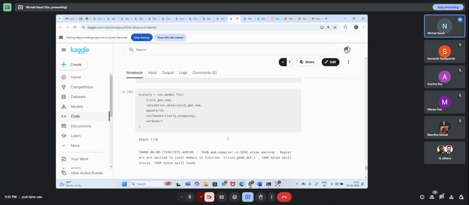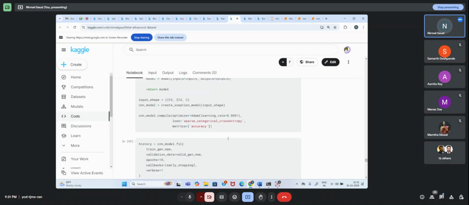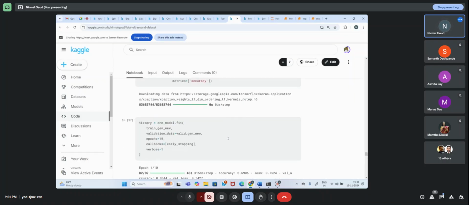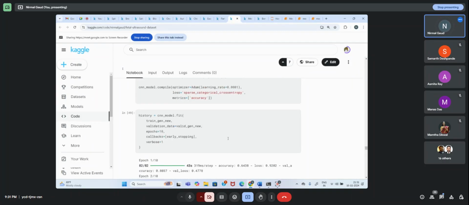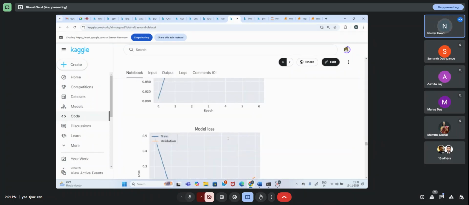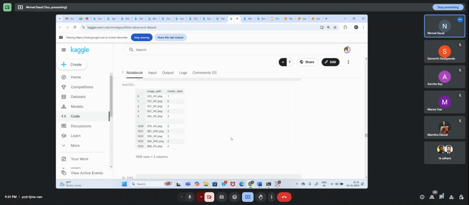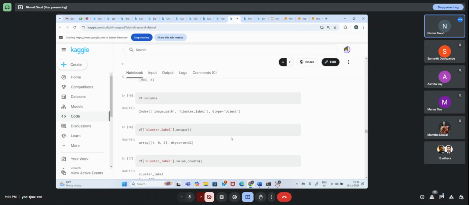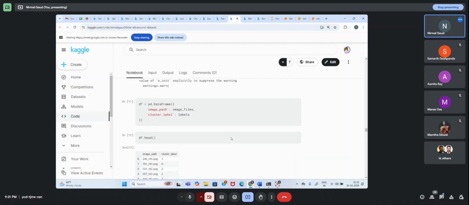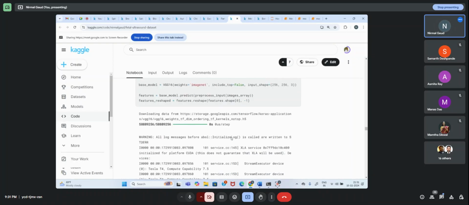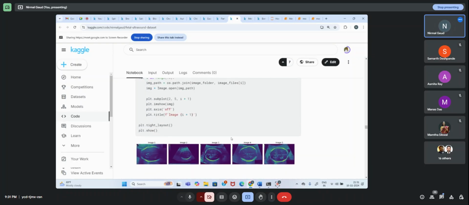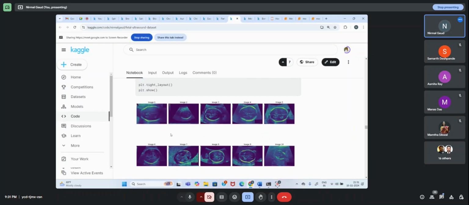What I did, in case you are having data which is not given in the form of classes, was create clusters. Let me show you what I did. I was having data like this.